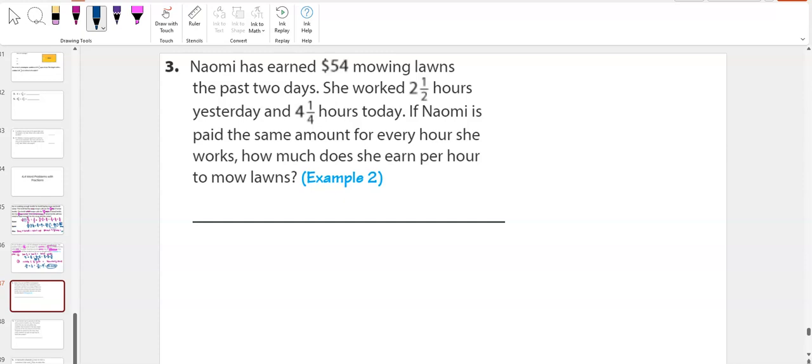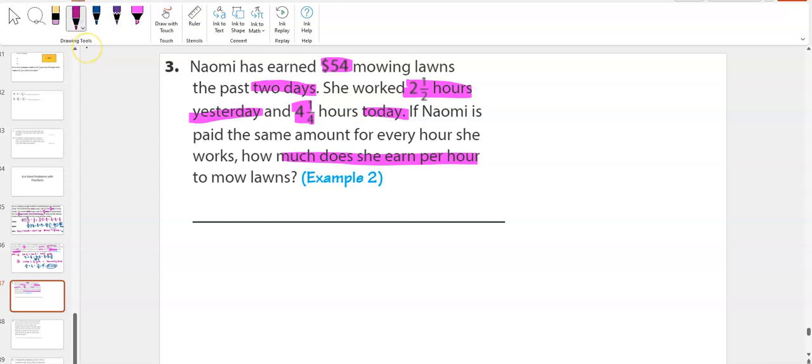All right, Naomi has earned $54 mowing lawns in the past 2 days. She worked 1 and 4.5 hours yesterday, and 4 1/4 hours today. If Naomi is paid the same amount for every hour, how much does she earn per hour?